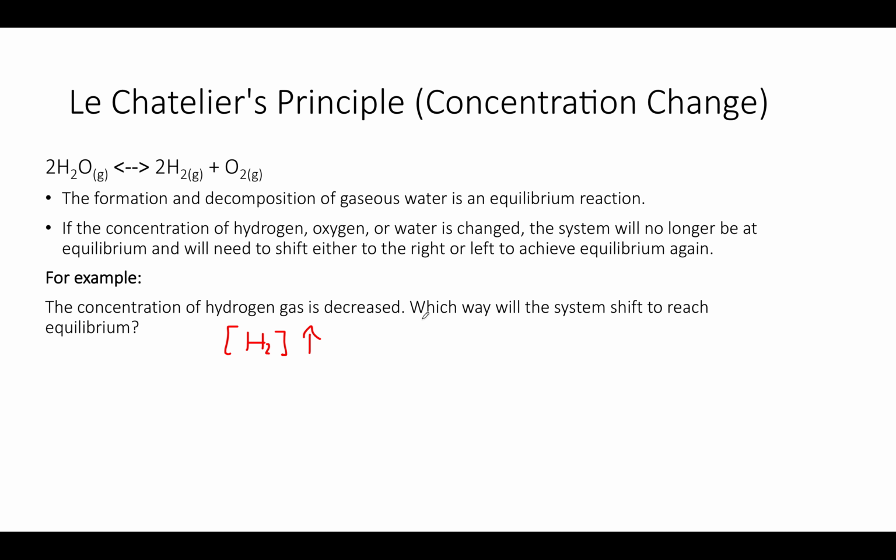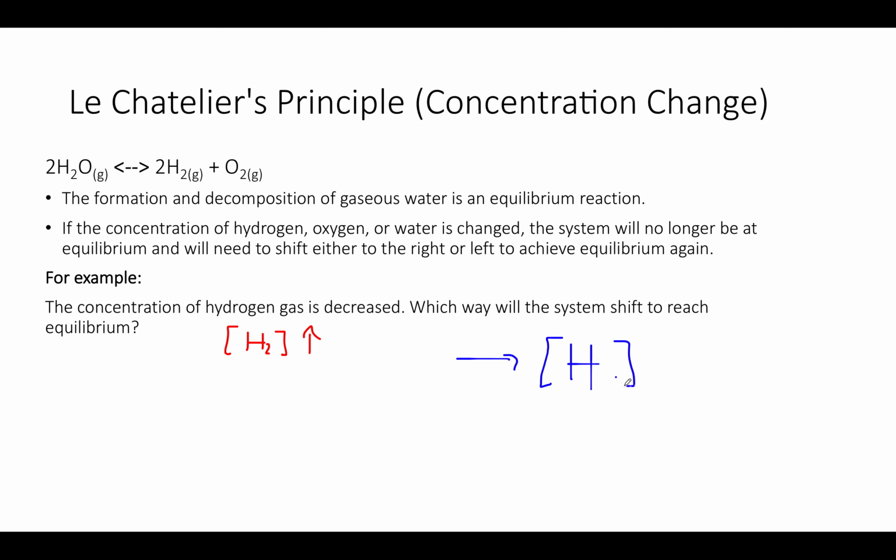So the way to think about this is that I am taking away hydrogen gas, which means that I'm not at equilibrium anymore. I have less hydrogen gas than I should. In order to gain that hydrogen gas back, I'm going to need to shift to the right in order to increase the hydrogen gas concentration.